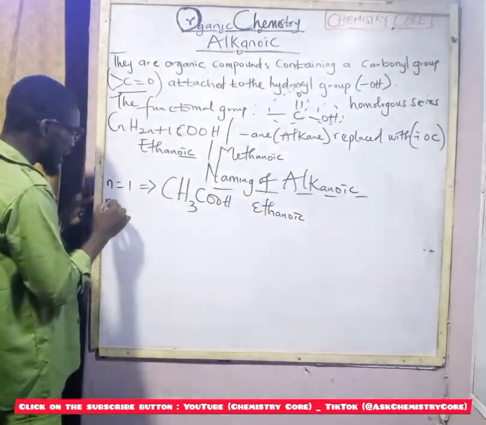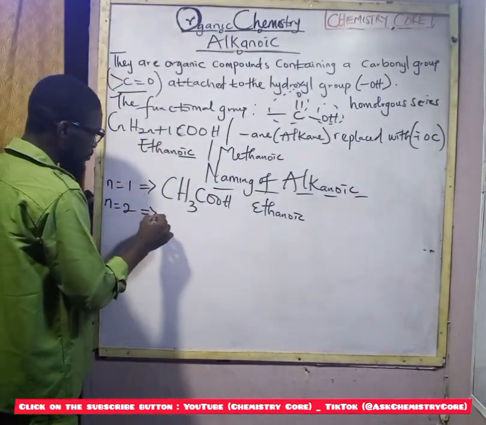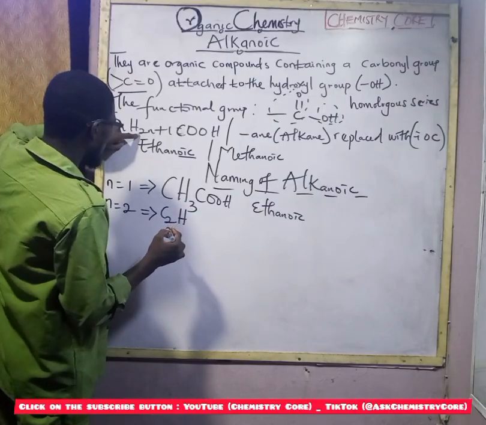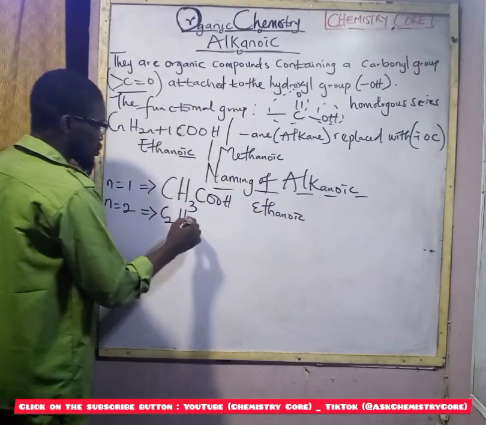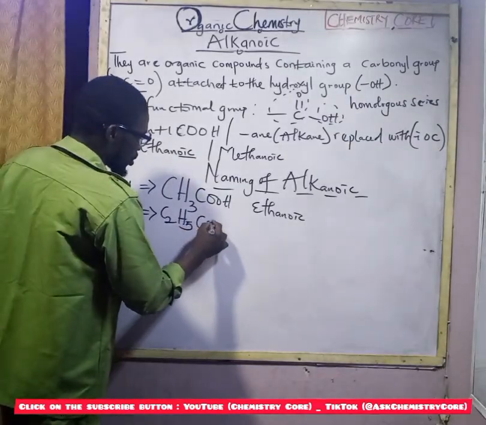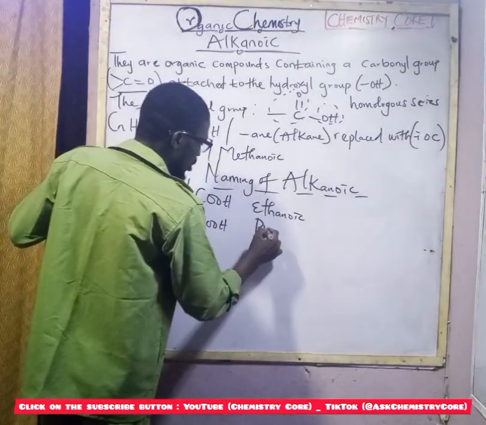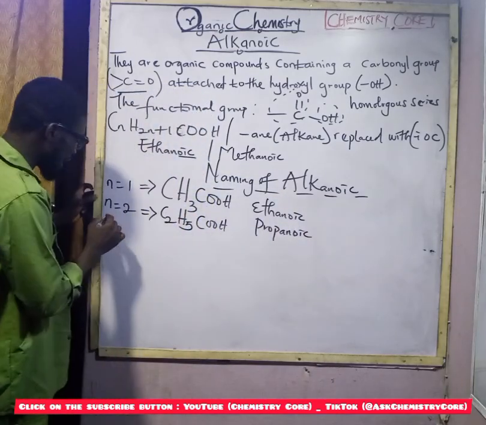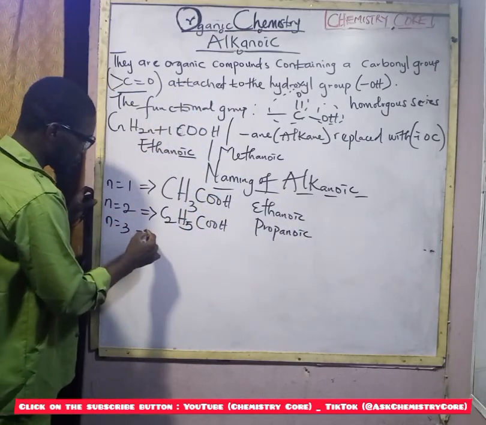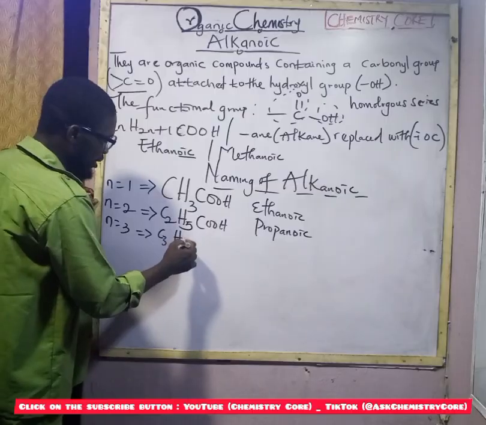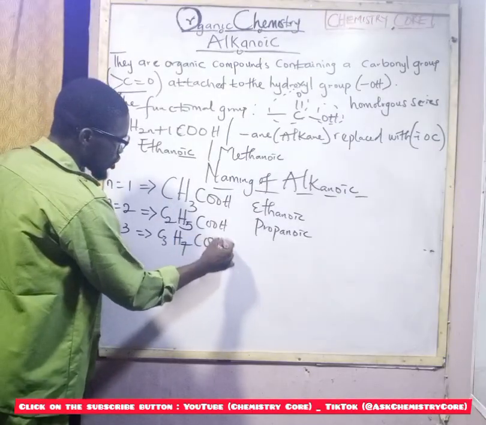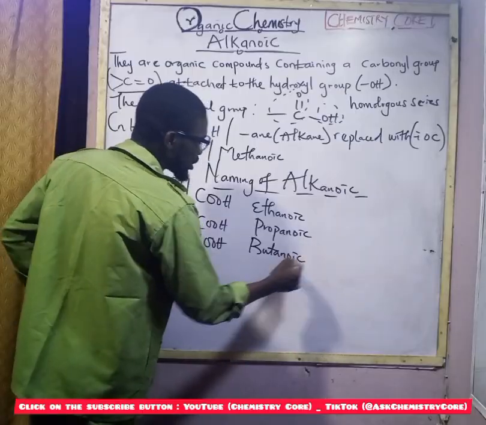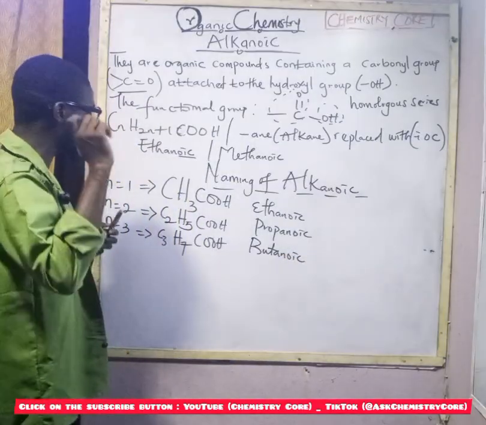The next one is when n is equal to 2, we have C2, 2 times 2 is 4, plus 1 we have 5, then COOH. This is called propanoic acid. The next one is when n is equal to 3, we have C3H7.